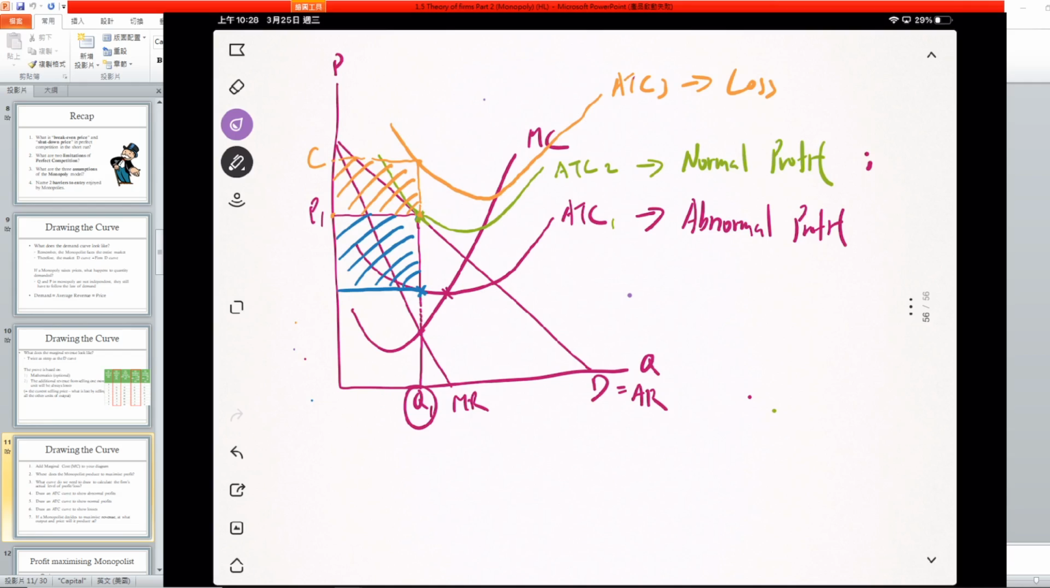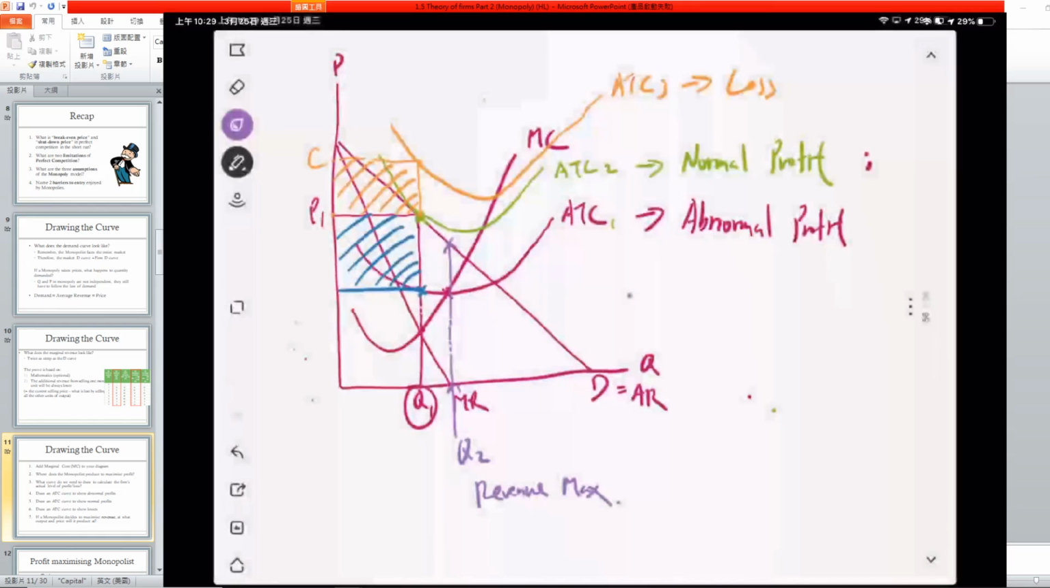Okay, so if we know this point here, let's say this is Q2, that is your revenue maximization point. So you just have to draw, once again, a straight line like this, and then you know this price here, that is your average revenue. Let's call it P2. So P2 is the average revenue that you are going to get, or the price that you are going to sell at when you are trying to maximize your revenue.